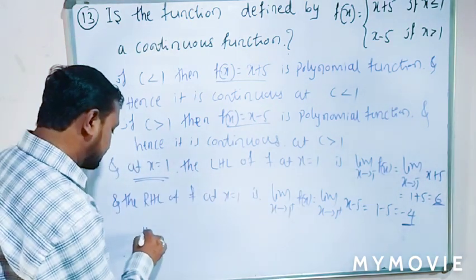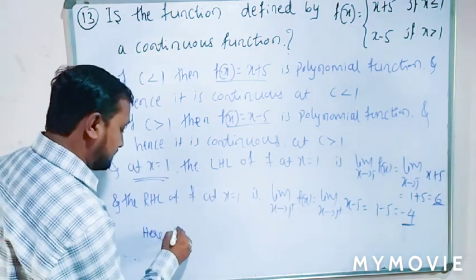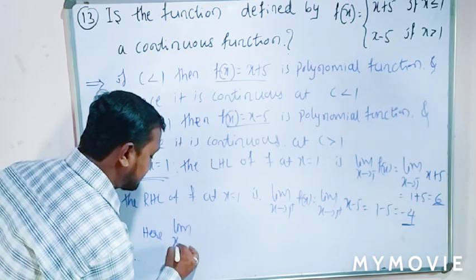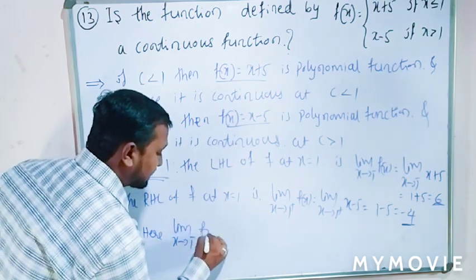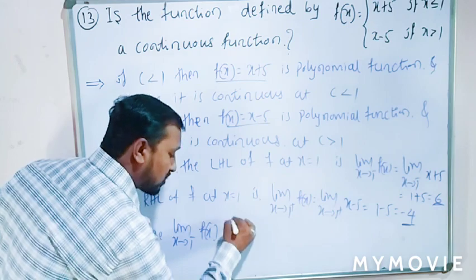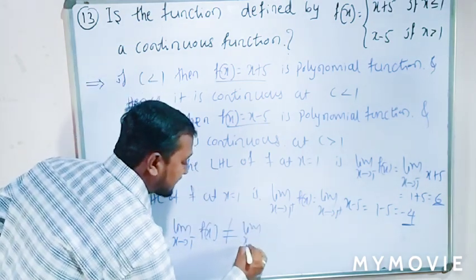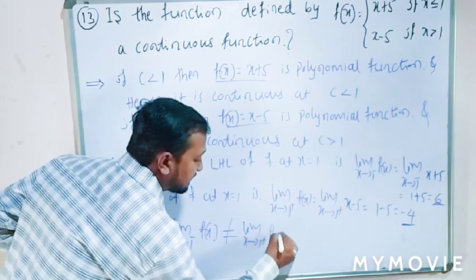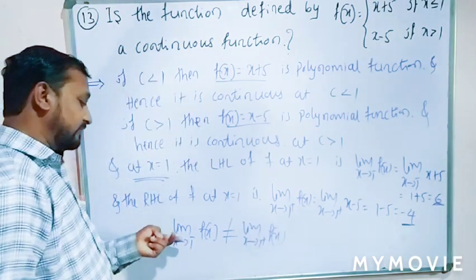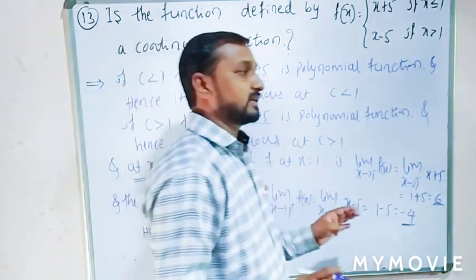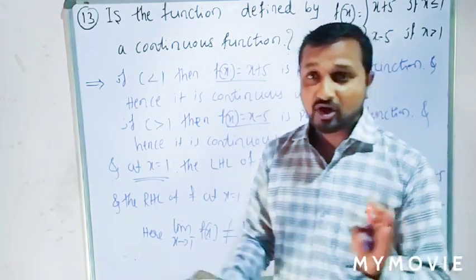So here, the limit of x tends to 1 minus f of x, this is your LHL, does not coincide with the limit of x tends to 1 plus f of x. Here the left hand limit and right hand limit do not coincide. Not coincide is nothing but they are not equal.